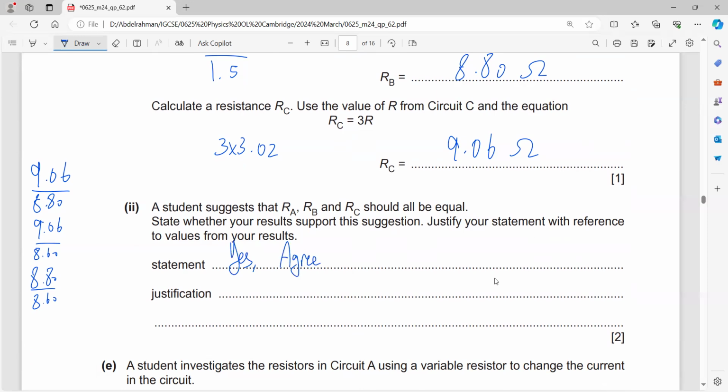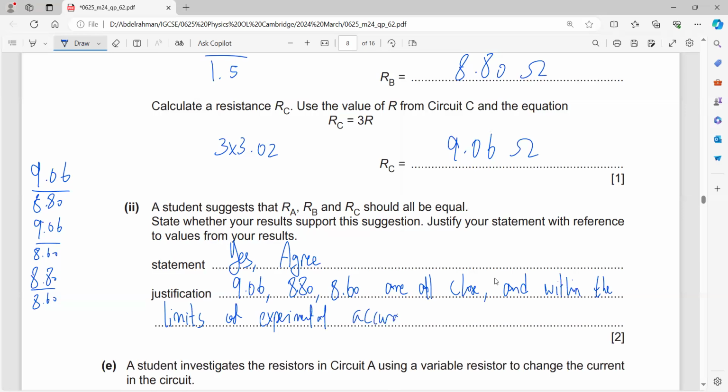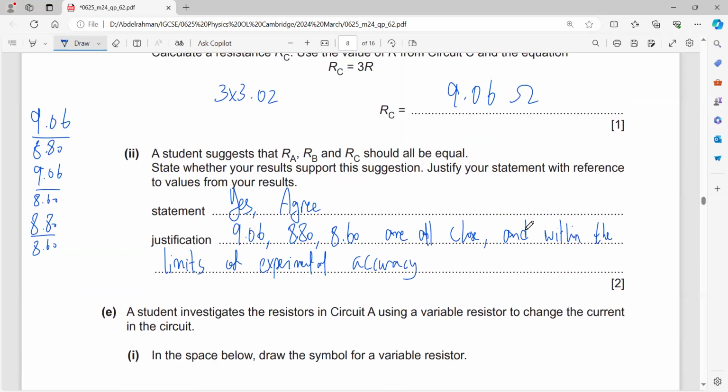Why do I agree? Justification, because the numbers 9.06, 8.80, 8.60 are all close. And they definitely are within the limits of experimental accuracy. Less than 10% error.